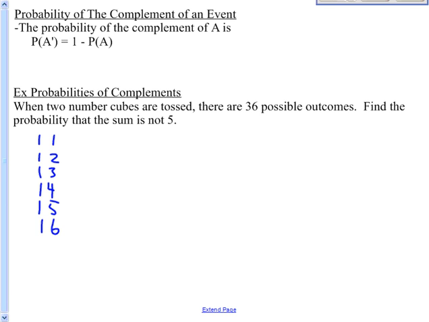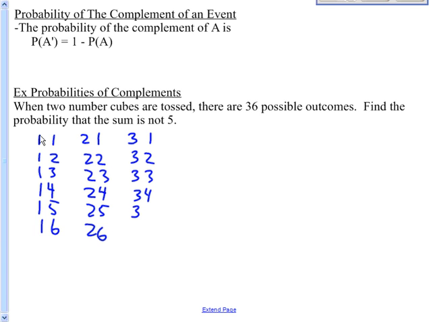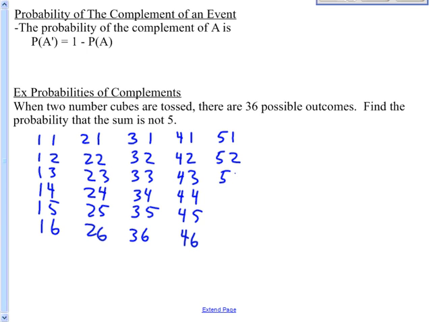Or maybe you roll a 2 and then a 1, a 2, 2, 2 and then a 3, a 2 and then a 4, 2, 5, 2, 6. Or maybe you roll a 3 and then a 1. So I'm writing all possible outcomes here. Maybe you roll a 5 and then a 1, and then you roll a 5 and then a 2, or a 5 and then a 3. So here's all your options when you roll 2 dice.